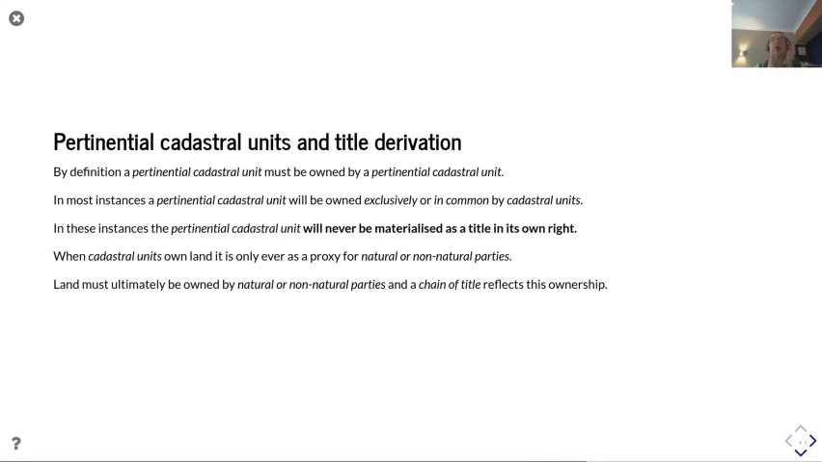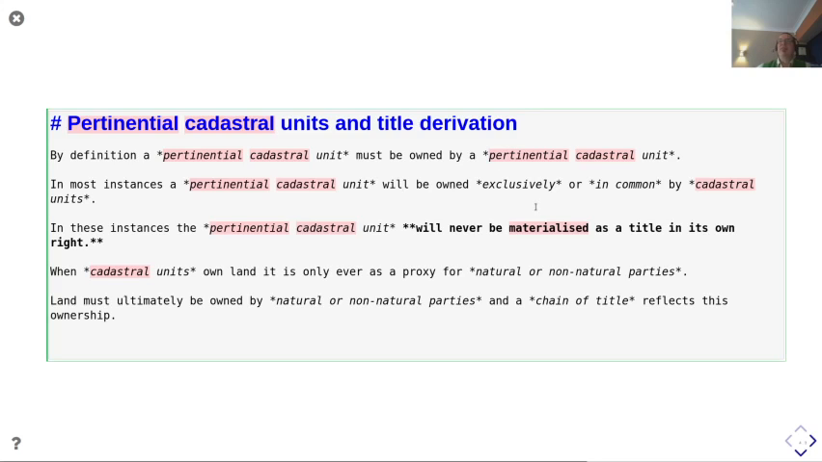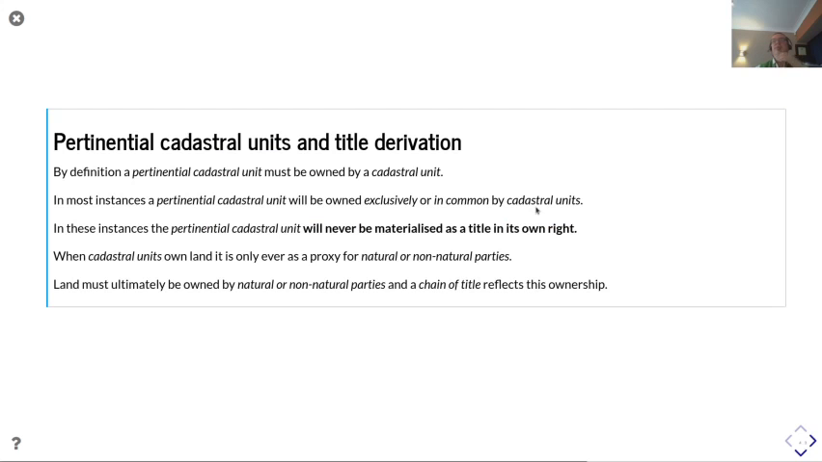So what is this pertinential cadastral unit as a new concept that we've introduced? By definition, a pertinential cadastral unit must be owned by a cadastral unit. In most instances, a pertinential cadastral unit will be owned exclusively or in common by cadastral units. In these instances, the pertinential cadastral unit will never be materialized in a title in its own right.